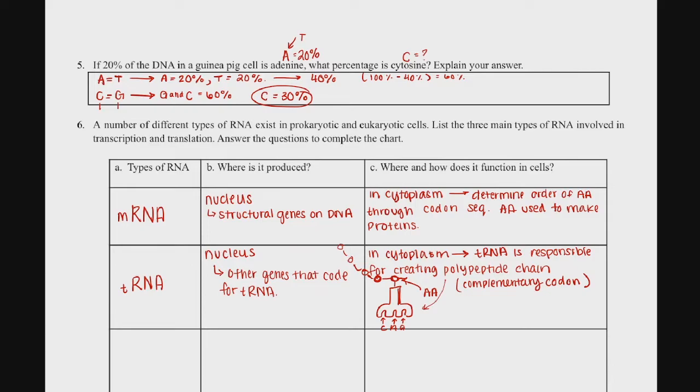The next RNA is rRNA. This is our final RNA, and R is ribosomal. So this is the same place. It's nucleus, structural genes on DNA.